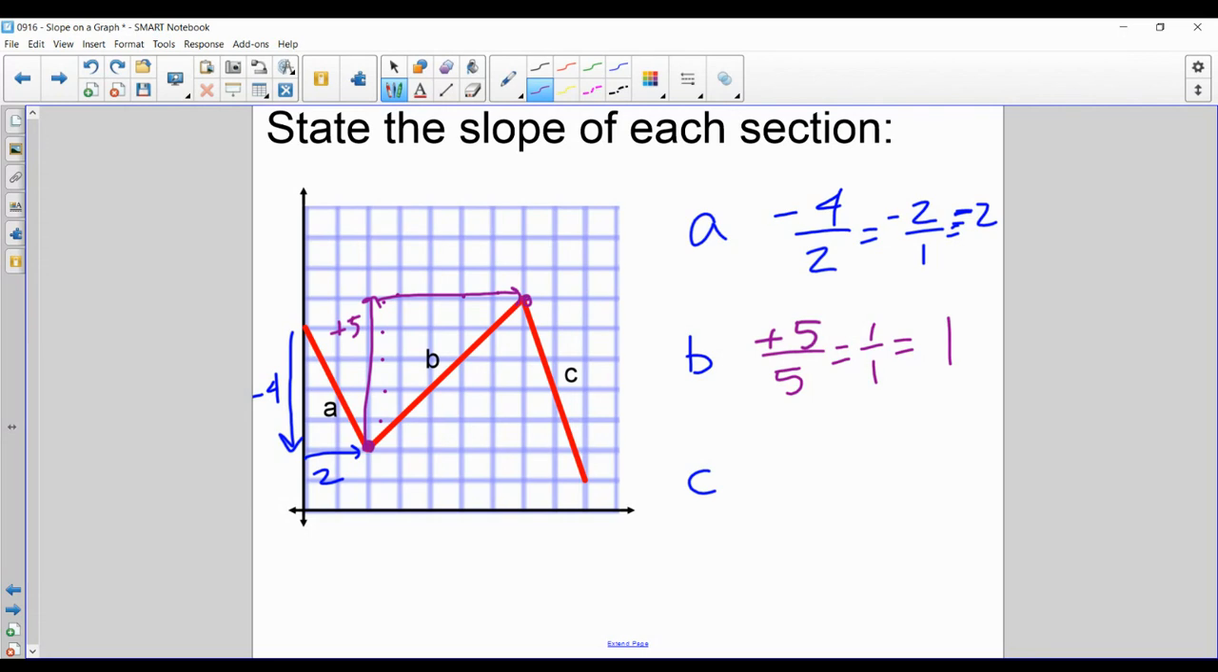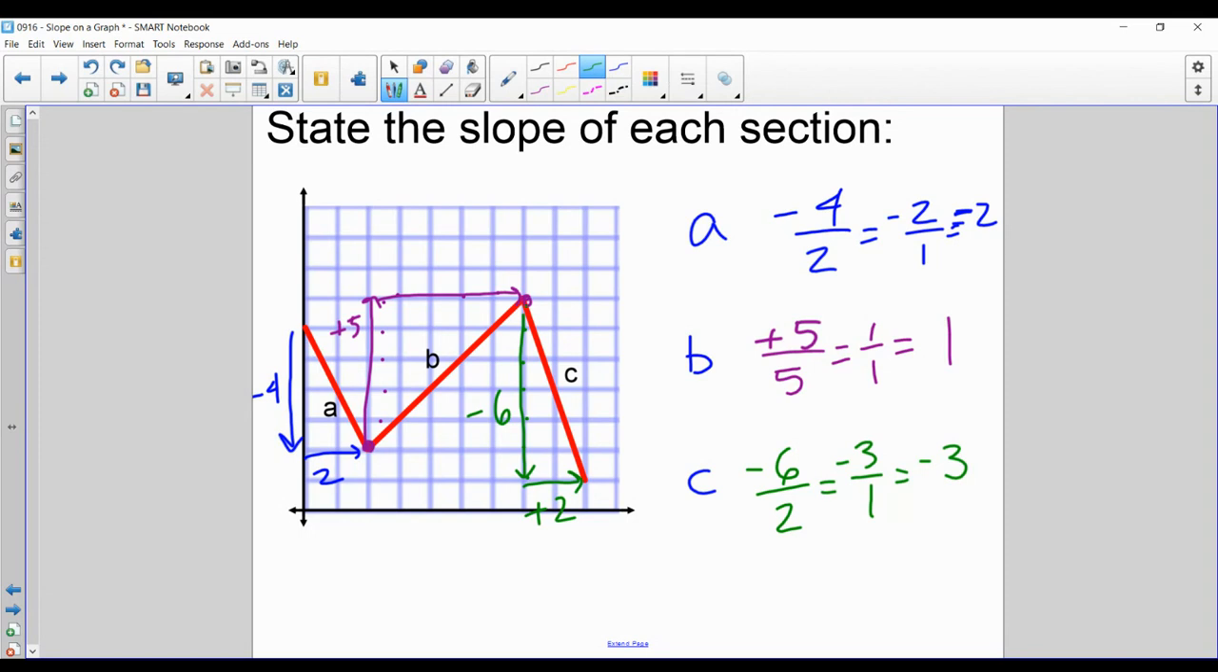All right, my last one here, part C, I'm going down again. I'm going down 1, 2, 3, 4, 5, 6, so it's going to be negative 6. And over 2, so I have negative 6 over 2, which can be reduced to negative 3 over 1, or just negative 3. Okay, so that's looking at it on a graph.